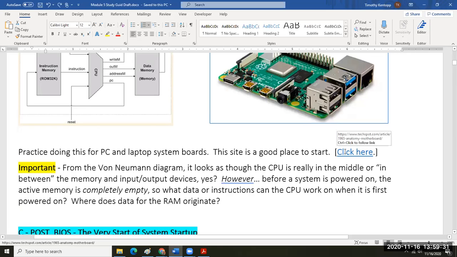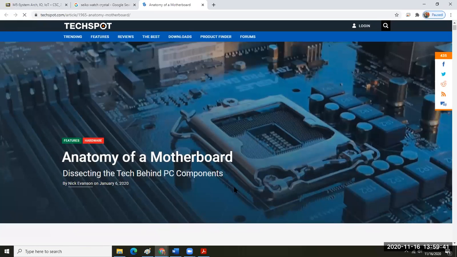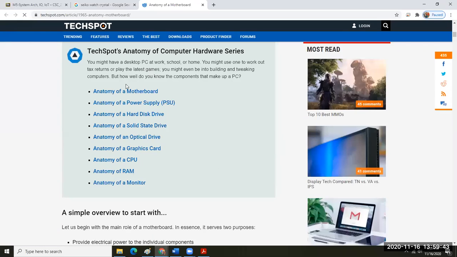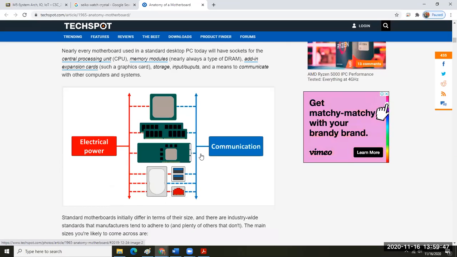So this is a good place to start. I want to show you this and I want you to spend some quality time before we close. I want you to go to this website and look at this anatomy of a motherboard, right? It basically shows you some of the same stuff.